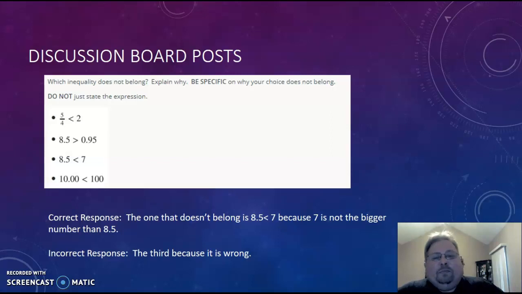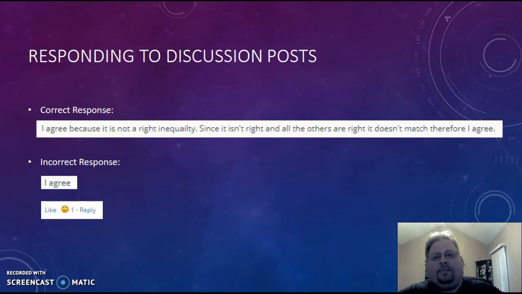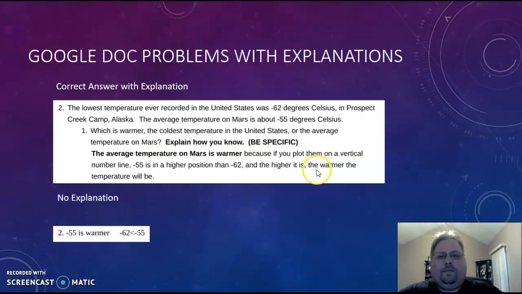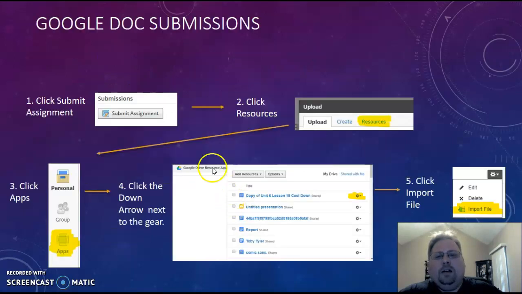Now, discussion board posts. Again, make sure you are including your reasoning. Be specific. Explain why. Explain how you know. When you respond to discussion board posts, explain why you agree or disagree. Google Docs submission or problems with explanation, make sure you're including an explanation.